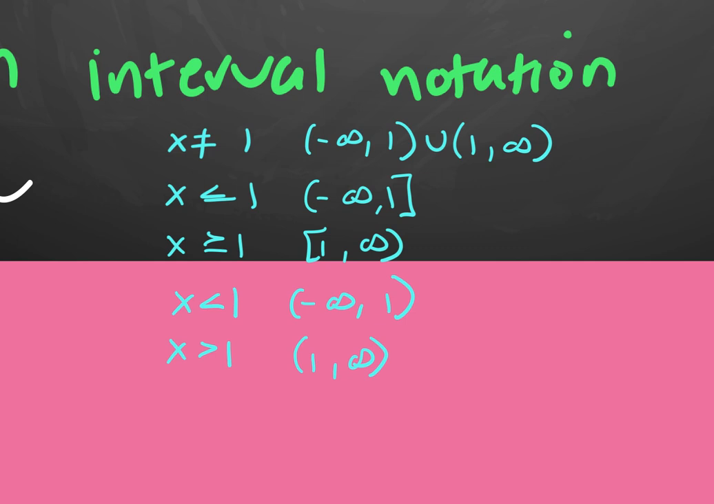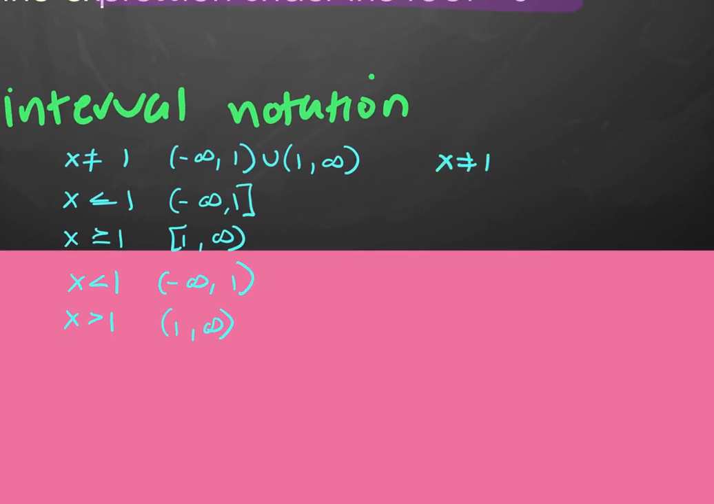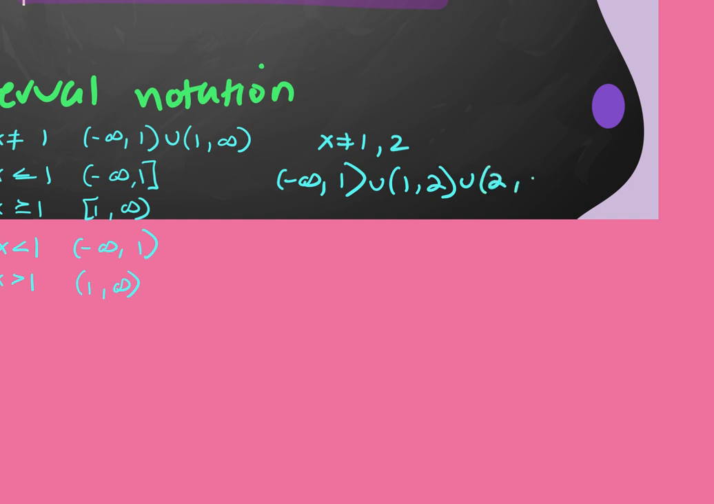Now, if you have 2 not equals, if it says x cannot equal 1 or 2, then it goes from negative infinity to the first one, so in this case, 1. Then the first to the second. Then the second to positive infinity. So that's what a not equals with 2 things looks like.